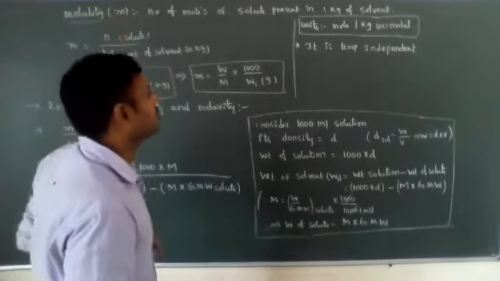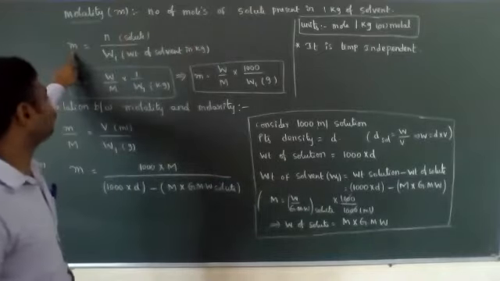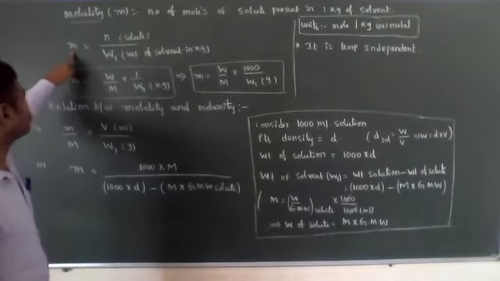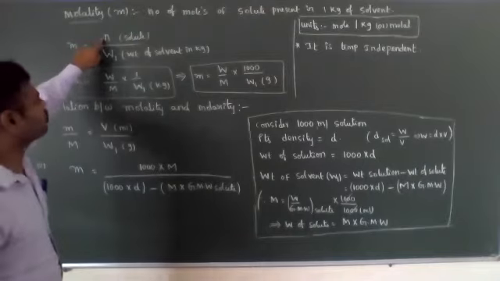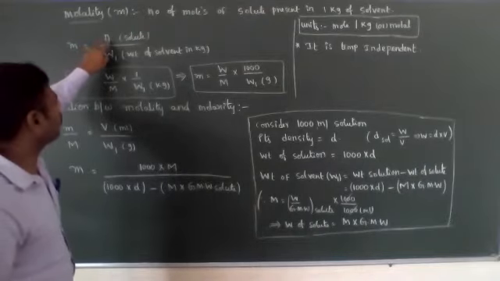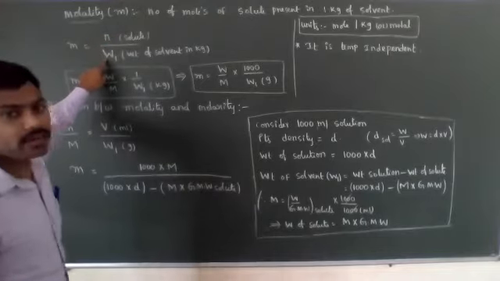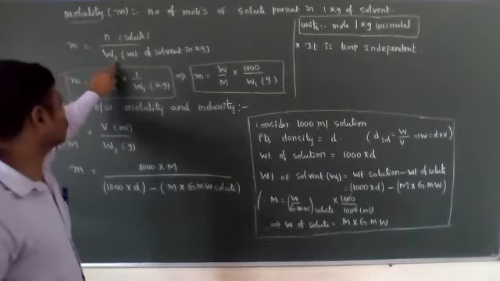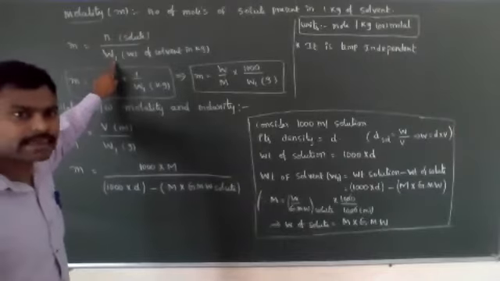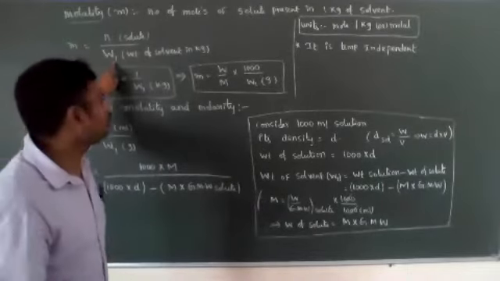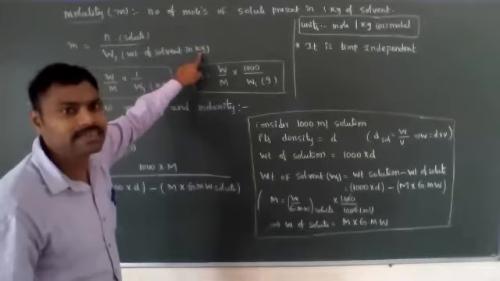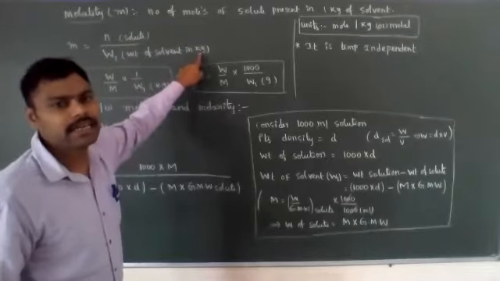According to the statement, see the formula of molality. The molality is equal to the number of moles of solute, which I represent by small n, divided by the weight of solvent W1. Here I consider W1 as the weight of solvent. What is the unit of that weight? In kgs.